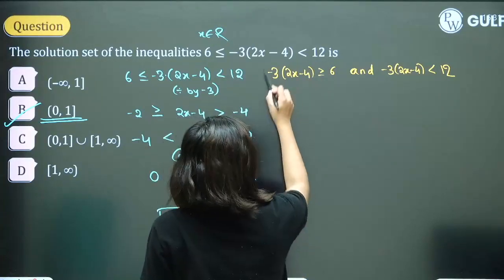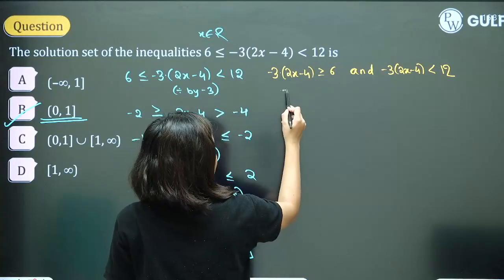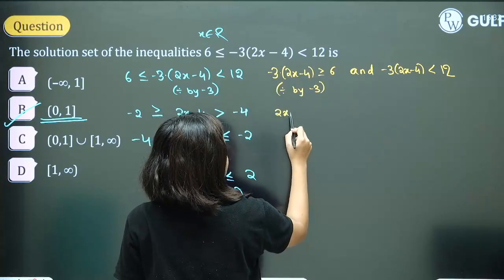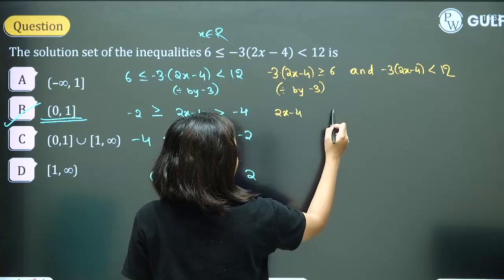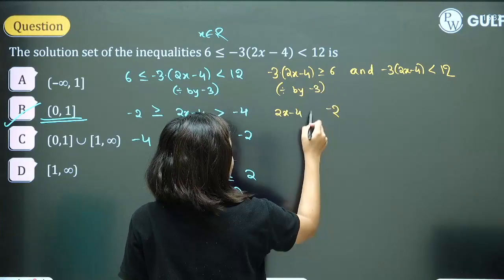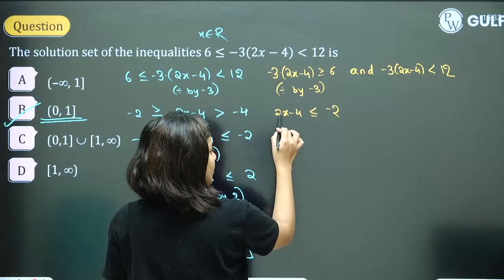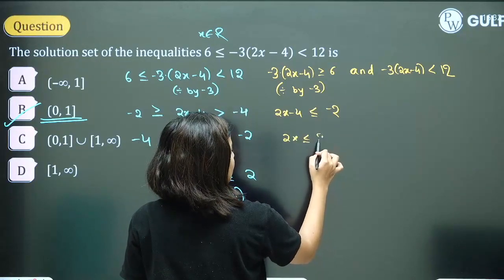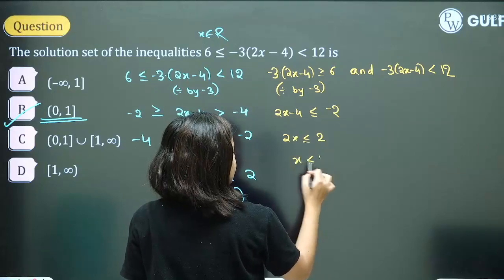Let's start dividing with minus 3. This minus 3 we have to get rid of. Dividing with minus 3 will change the sign. 6 upon minus 3 is minus 2, greater than or equal to will become less than. Putting 4 on the other side, minus 2 plus 4, 2. Dividing by 2, x is less than or equal to 1.